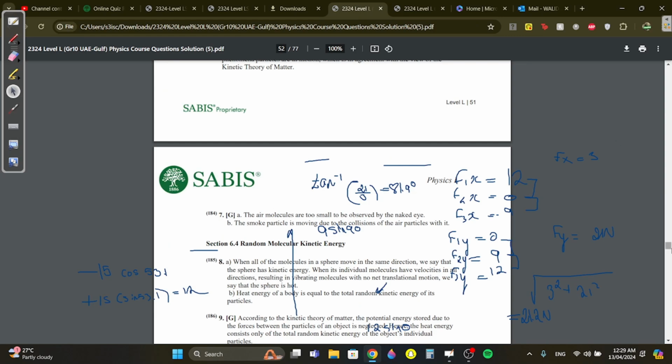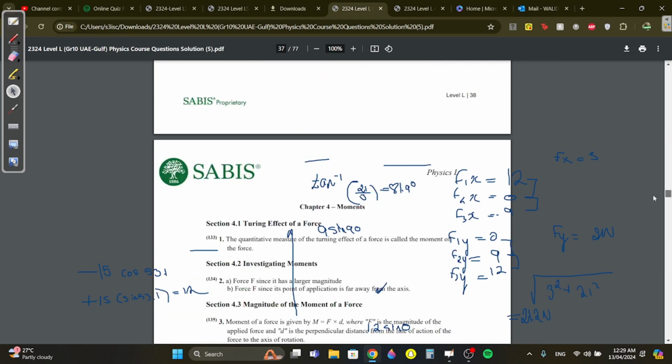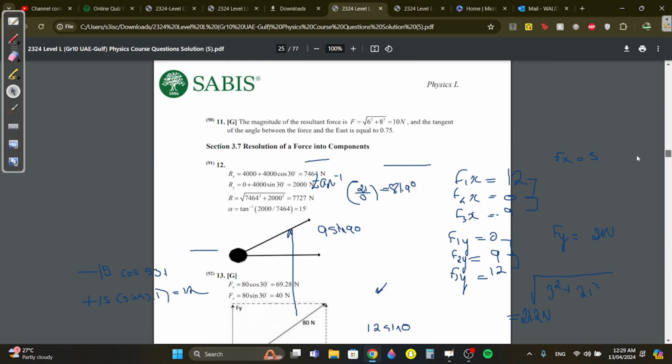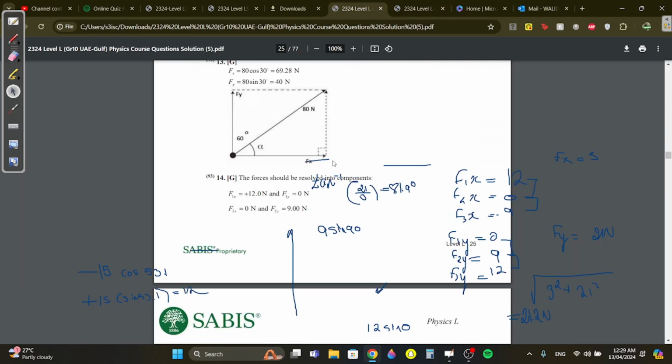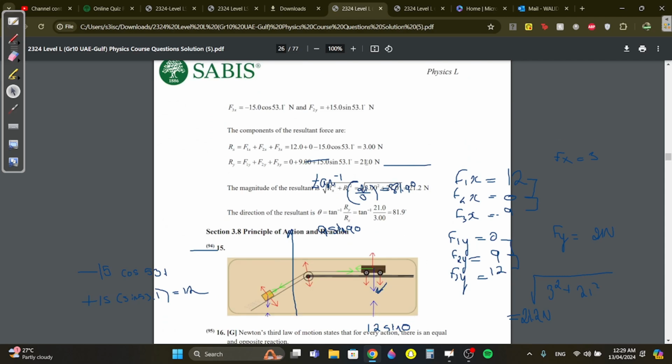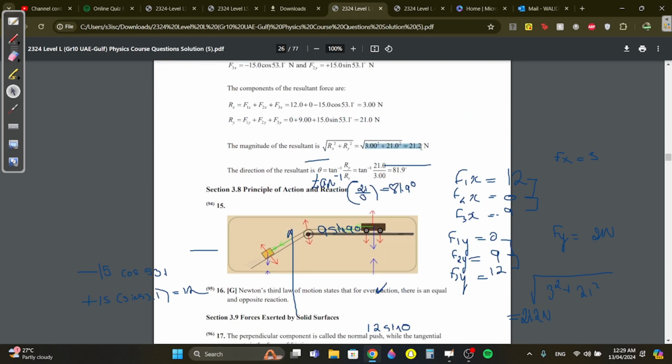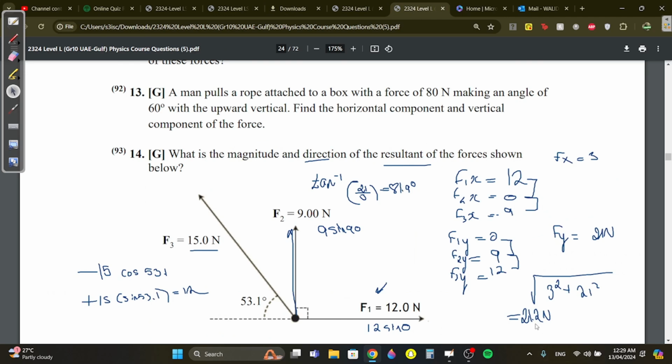I'm doubtful about the setup. Hold up. Question, what question is this? 93. Okay, 21 and the, oh, hold up. Yeah, 21.2 and 81.9 degrees. Yeah, okay. For 81.9 degrees and 21.2, so we got it correct. That's it for question 14.